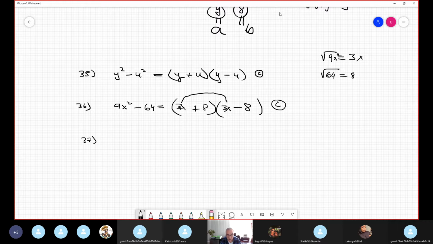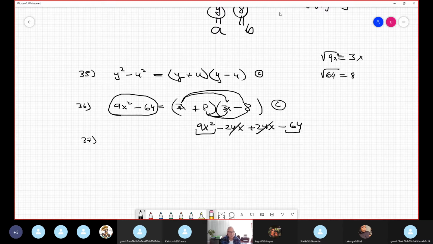Multiplication, FOIL. 3x times 3x is 9x squared. 3x times negative 8 is negative 24x. And 8 times 3x is positive 24x. And this is negative 64. In that situation the middle terms cancel out and stay alive 9x squared minus 64, exactly like the original. Good? Yes, thank you, Professor.